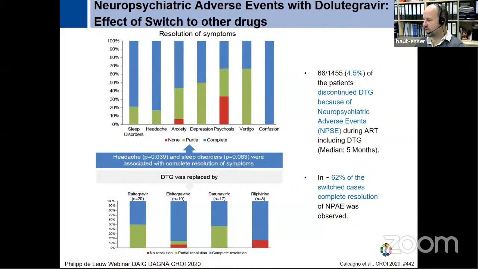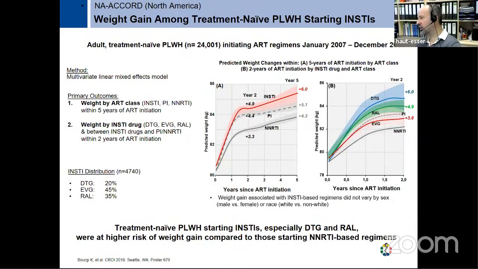And you see from this data from Glagno from this year from the CROI conference, they find in their cohort 4.5% discontinuations of Dolutegravir because of neuropsychiatric adverse events. And if they switch them, more than 60% have a complete resolution of these adverse events after the switch. So there should be an effect of Dolutegravir, and a switch can make sense for these patients to solve their problems with neuropsychiatric adverse events. The other data you know very well.